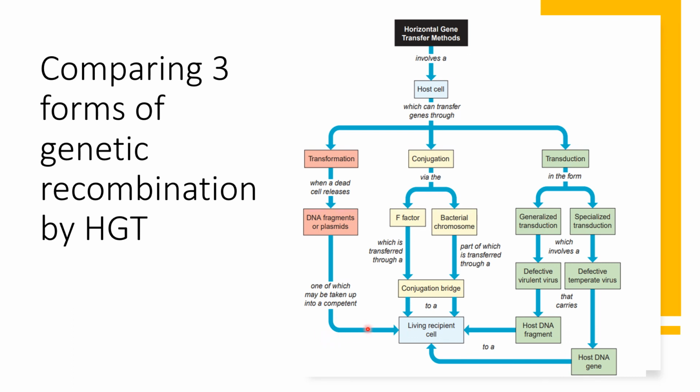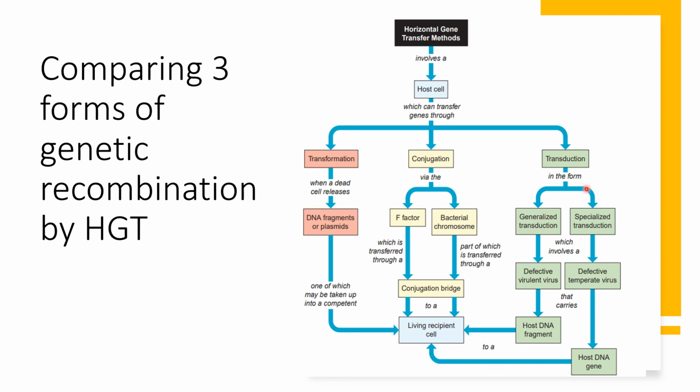This is one way. The second way is conjugation, where two different bacterial cells will get connected with the help of a conjugating plasmid, that is the F factor, and during this conjugation bridge, the bacterial chromosome from the donor cell will pass on to the recipient cell, that is from an F plus cell to an F minus cell. So this is the second way of gene transfer.